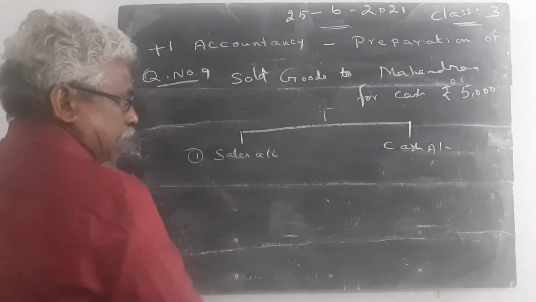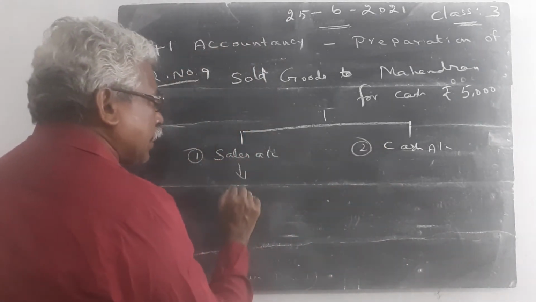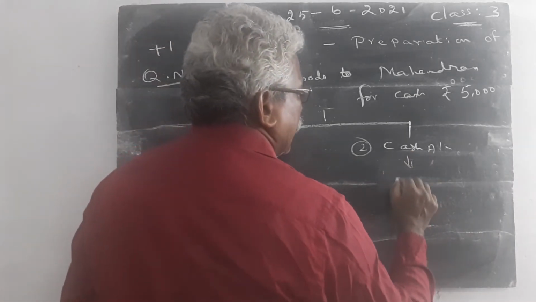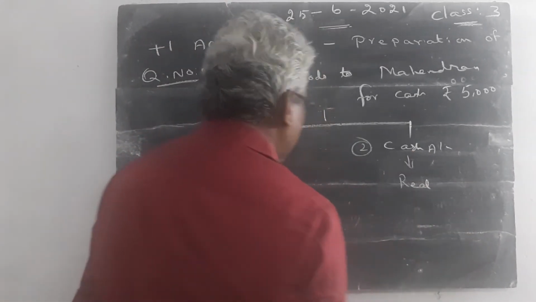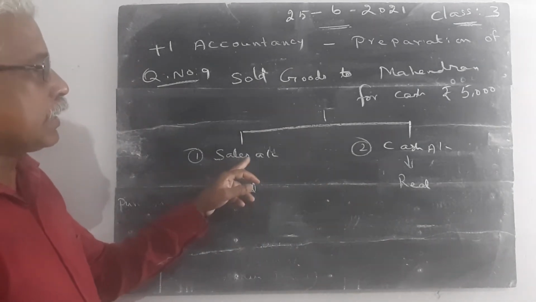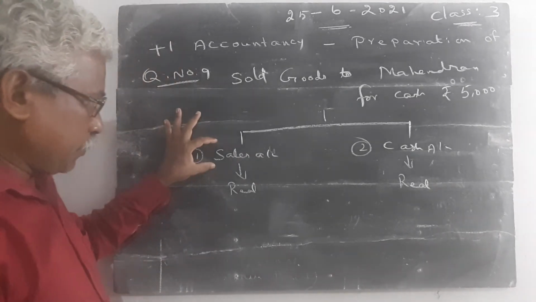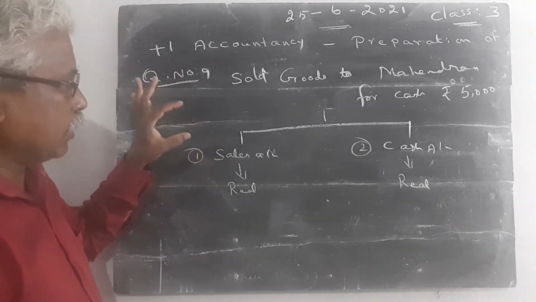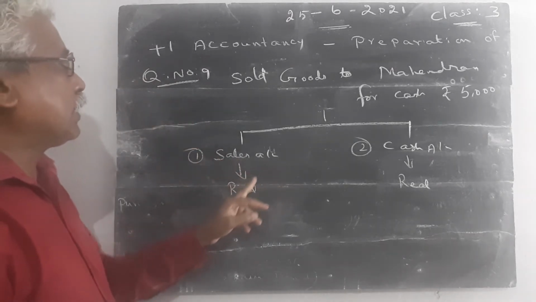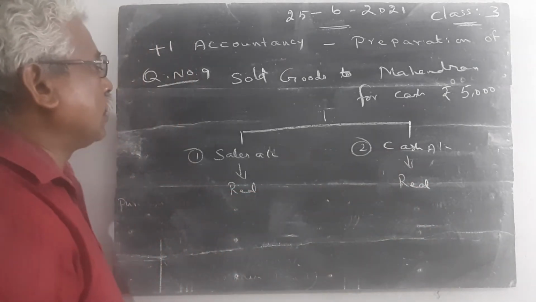First account is sales account. Second account is cash account. Sales account is the real account. Cash account is also a real account. Both the accounts are real accounts. In some books, sales account is considered as an income. It is not at all an income. It is an asset. It is a stock, or goods. So it is surely a real account.